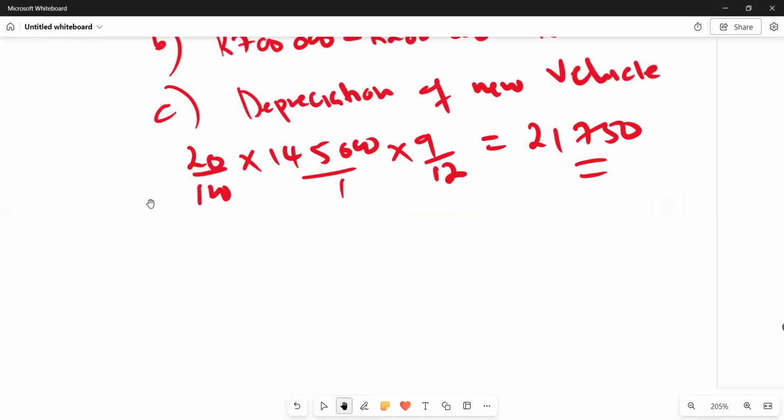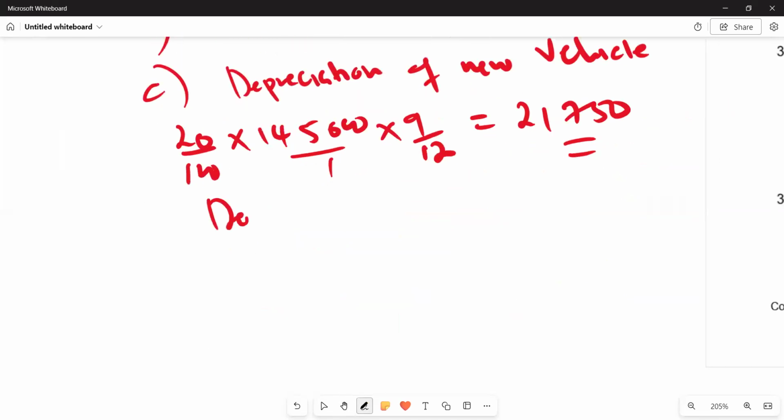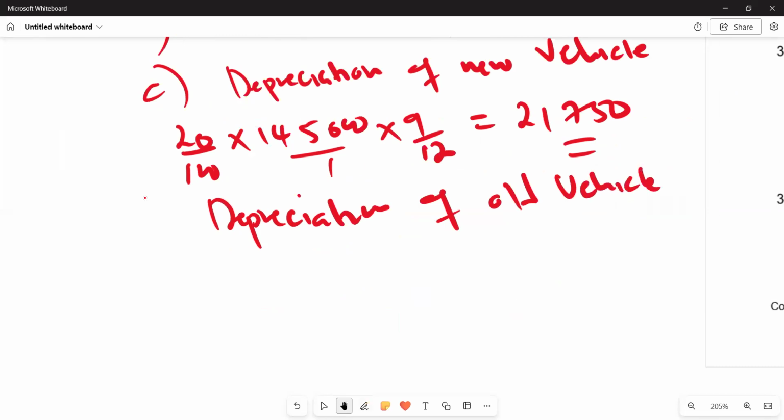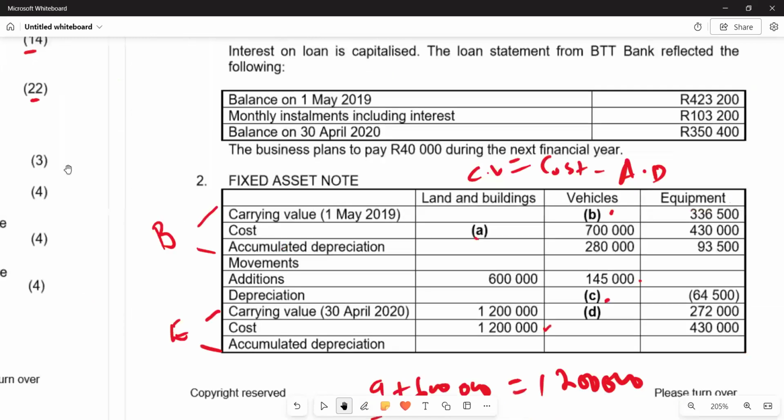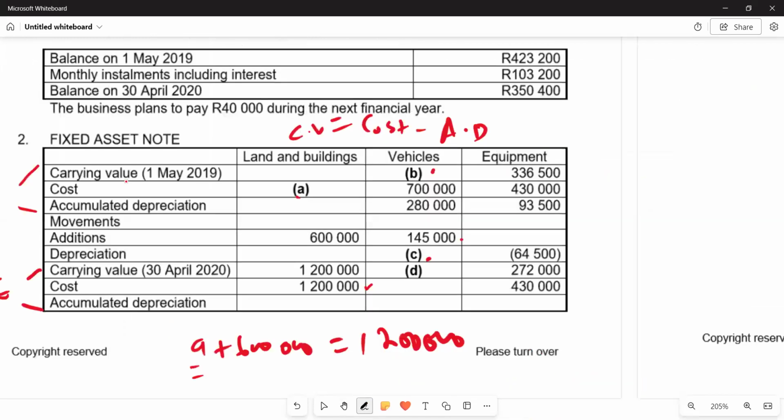Then we go again and try to see depreciation now of the old vehicle, which we are going to get from the information given. Remember, the old vehicle, we can find it at the fixed asset notes, whereby at the beginning we had, remember, you're concerned about carrying value, as we are using the diminishing balance method, as we say percentage times carrying value, of which our carrying value is B, which we calculated in part B, and we got 420,000. So we're just going to say 20% of 420,000.